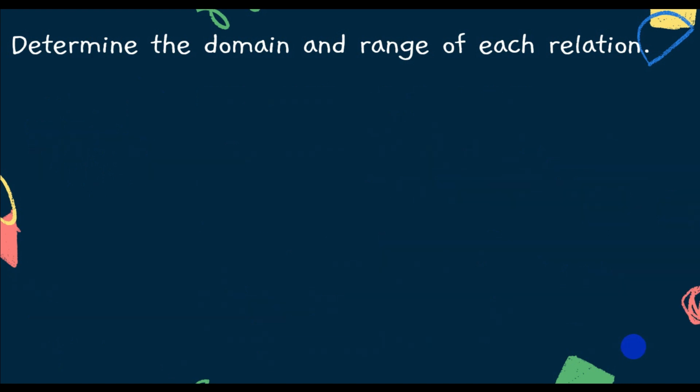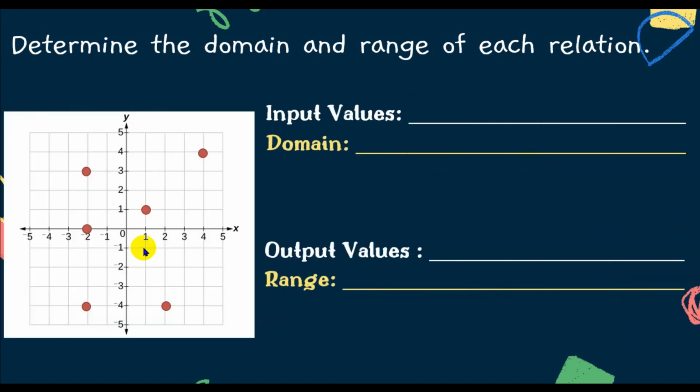Another example, we have this graph here, and again we have to determine the input values and the domain, then we have the output values and then the range. For the input values, we have to look on our x-axis where the points are located. Also for the output values, we have to look at our y-axis where the points are located. So first, dun muna tayo sa input values. Yung mga points ba natin, saan siya sa x nakatapat? So the first is on negative 2.